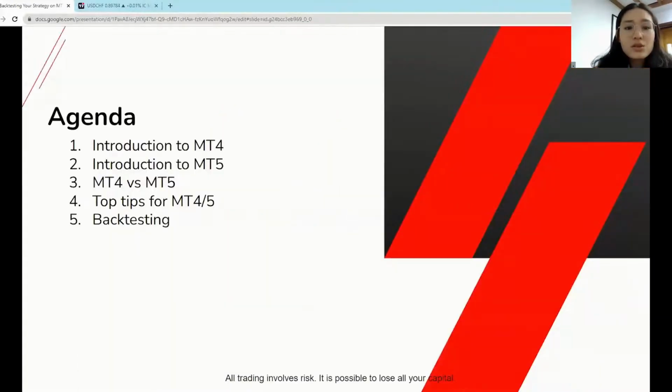Okay, without further ado, here's our agenda for today. We're just going to do a really brief introduction to MT4 and MT5, in case you are not familiar with them. Then we're going to do a comparison and then some tips for trading on MT4 and 5. And we're going to deep dive into backtesting.